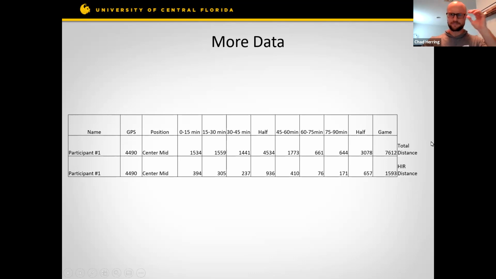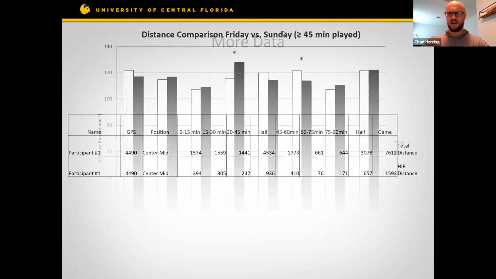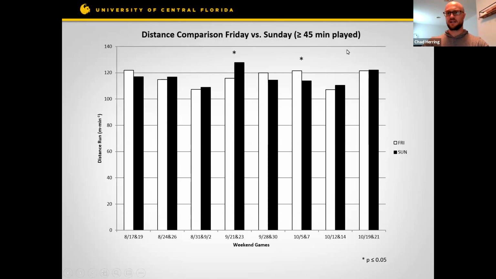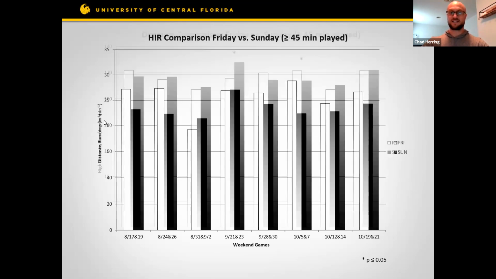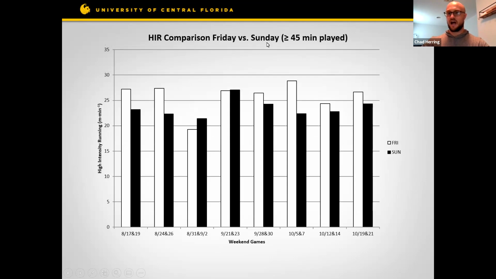Okay, and here we can see a comparison between Friday and Sunday for the same individual. This is in terms of distance run, and the next one is high intensity runs. So the difference, obviously, we can see here based on these graphs is that our high intensity runs actually were a lot lower. I can't say significantly, but they seem to be lower on our Sunday game as compared to Friday.